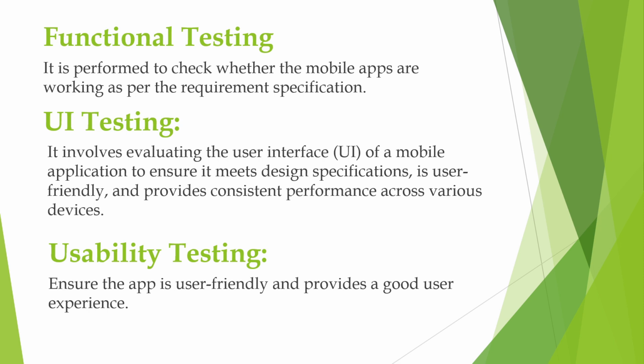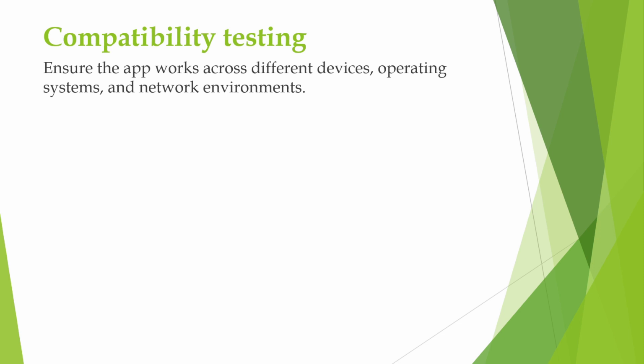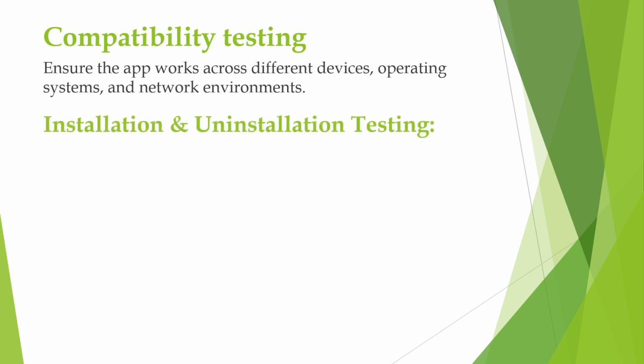Next is compatibility testing. This compatibility testing is performed to check whether the mobile application is working fine on all the mobile devices along with the different operating systems and different versions. In this we will be testing the mobile applications on various mobile devices with different screen sizes and resolutions. We will also verify the compatibility with different versions of the operating system, whether it is Android or iOS. We will also test the app performance on different networks like Wi-Fi or 3G or the 4G network and also the 5G network.